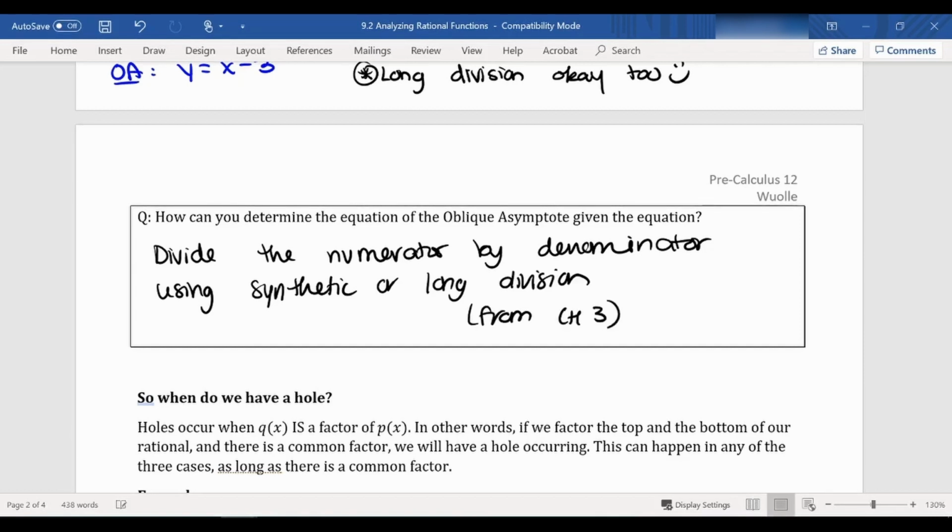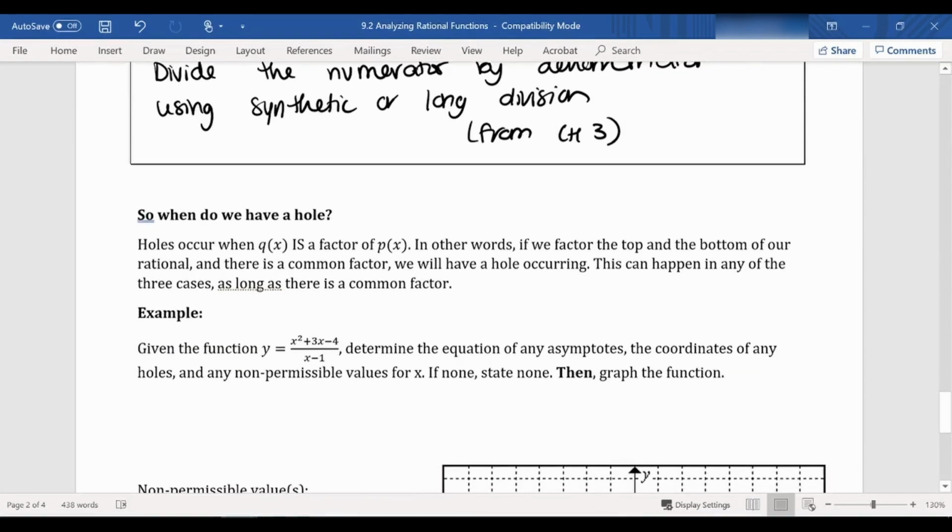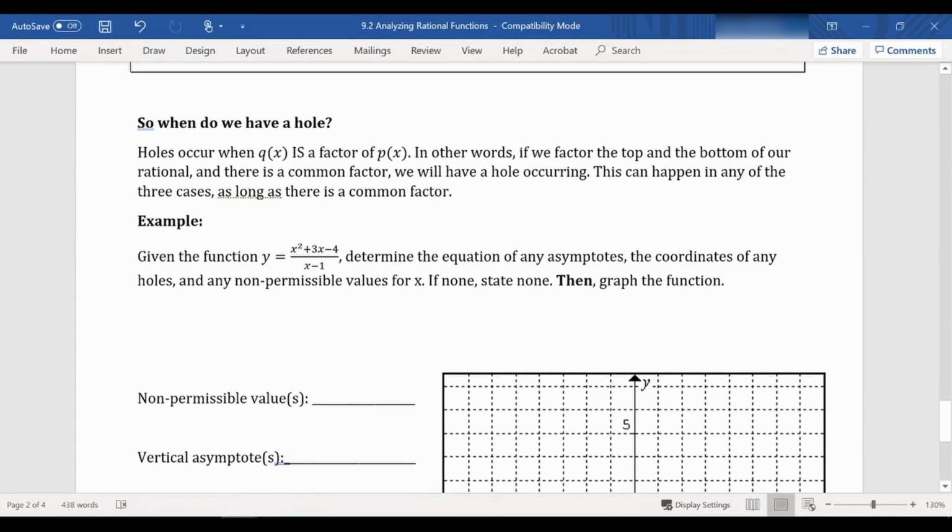From chapter 3. None of these questions have had holes. So the question is, when do we have a hole? A hole happens when you have a common factor between the numerator and the denominator. In other words, if we factor the top and the bottom of our rational function and there's a common factor, we have a hole, and that's where that will happen. This can happen in any of these three cases as long as there's a common factor.